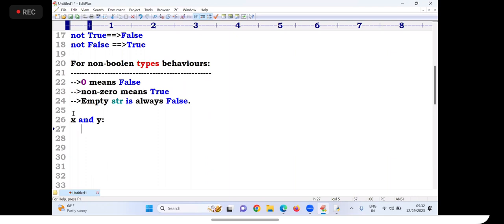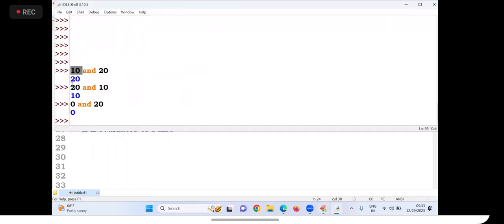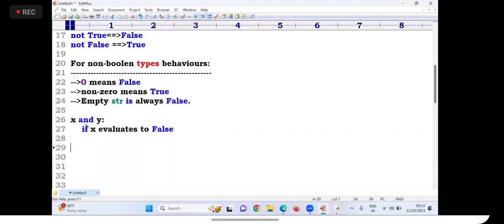First you check whether the first value is true or false. If X evaluates to false... Sir, how can I know X is true or false? Based on these 3 conditions. If X value is 10, true or false? If X value is 20? If X value is 0, false. Decide using the 3 rules. In the first case, X is 10. Second case, 20. Third case, 0. First case true, second case true, third case false. First of all, identify whether X is true or false.